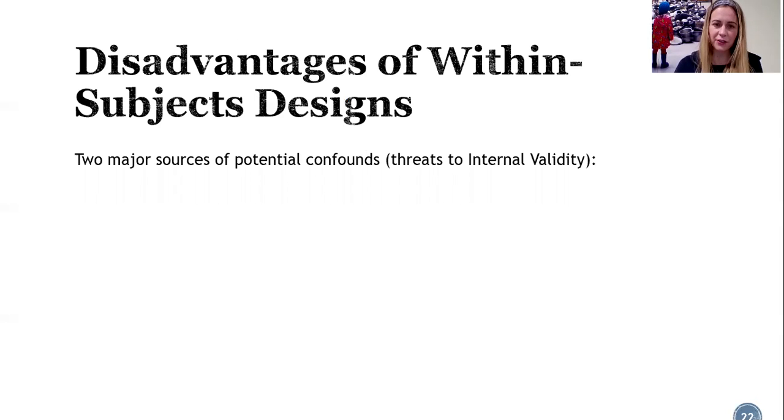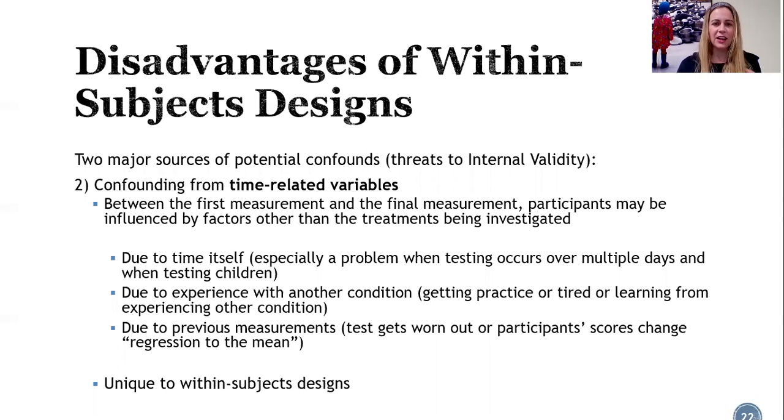So there's potential for confounding variables that are not due to what you received in those different conditions, the kind of music you're listening to, but is instead related to the fact that you're tested on multiple different conditions over time. And between the first time you're tested and the last time you're tested, you might be influenced by other factors that have nothing to do with the kind of music that you listen to. They could be due to time themselves.